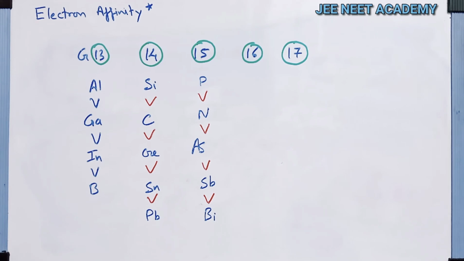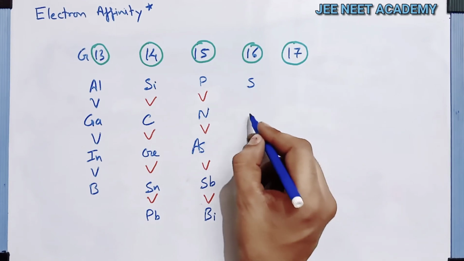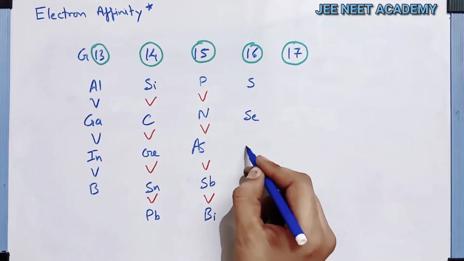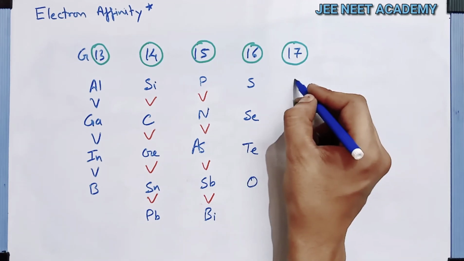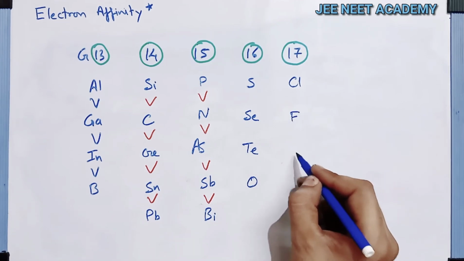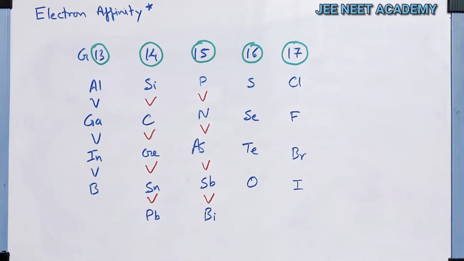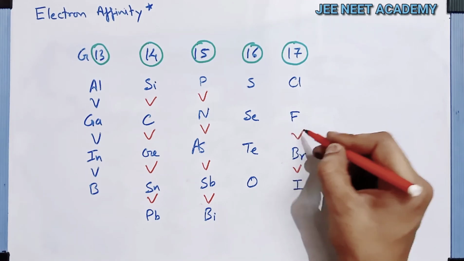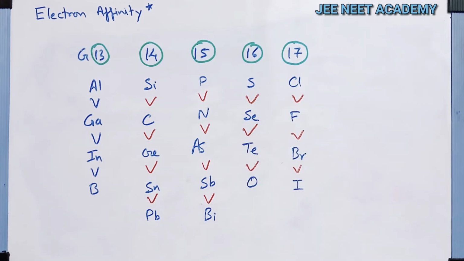For the 16th, sulfur will have the highest, then selenium, then tellurium, and last oxygen. For the 17th, chlorine will have the highest, then fluorine, then bromine, and last iodine. This will be the order for the electron affinity of p block elements.